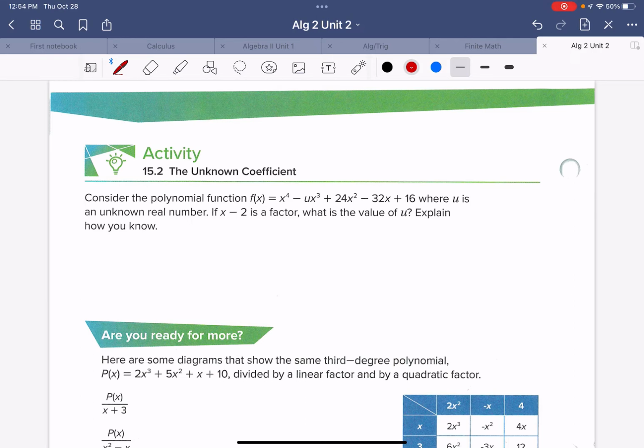Now, this is a big connection that we've been working on, and that is the fact that x minus 2, which is highlighted right here in the problem, x minus 2, if you think about that as an equation, x minus 2 equals 0, that's the factor. When you set each factor equal to 0, you get x equals 2. So that's the solution. So when it's written this way, it's the factor. When it's written this way, it's the solution to the polynomial set equal to 0.